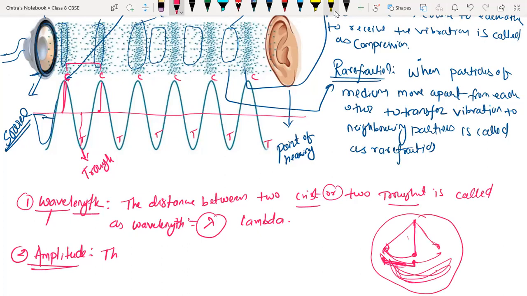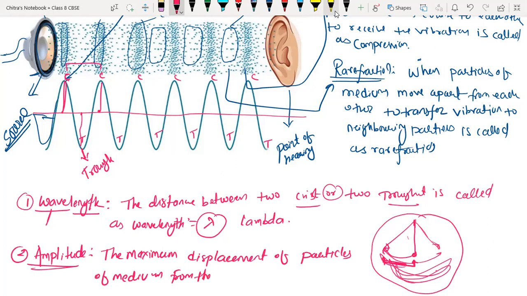So the maximum displacement of particles of the medium from their mean position is called as amplitude.